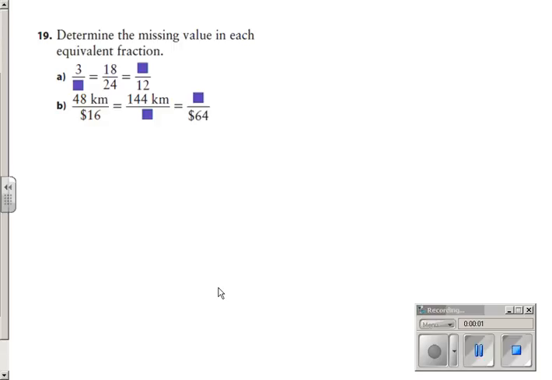Question 19 is a piece of cake. It says determine the missing value. So let's look at the first one. 3 to I don't know is equal to 18 over 24.